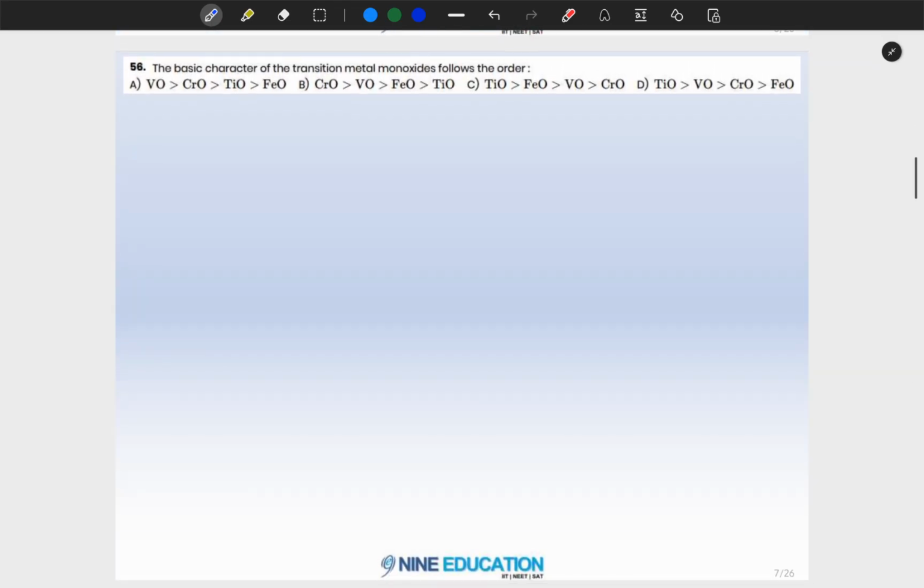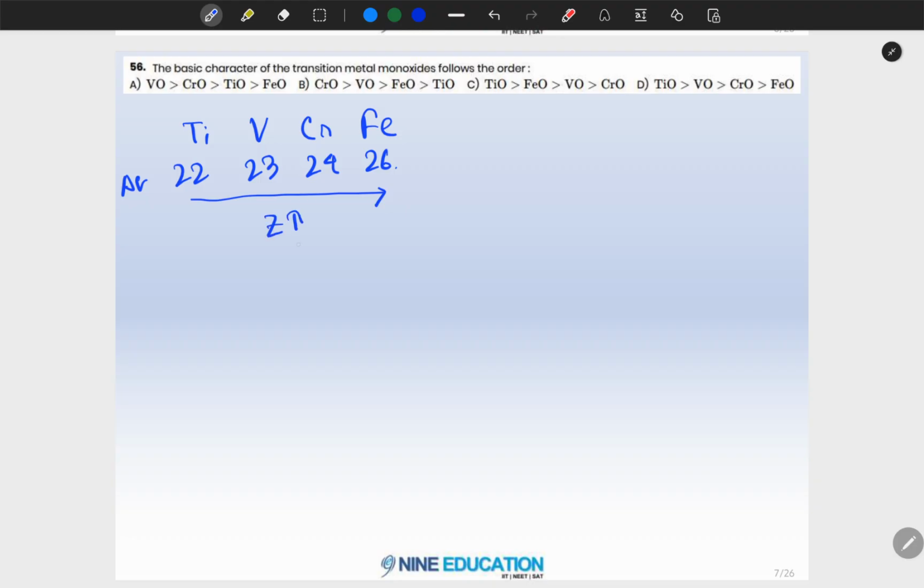Next, basic character of transition metal monoxides. Four metals are provided: titanium, vanadium, chromium and iron. The atomic number of titanium is 22, vanadium 23, chromium 24 and iron 26. As we move from left to right, the atomic number increases, so the effective nuclear charge increases as well. Effective nuclear charge is equal to Z, atomic number, minus shielding power. Across the period, there is less increase in shielding, but a more prominent increase in atomic number. So overall, the effective nuclear charge increases.